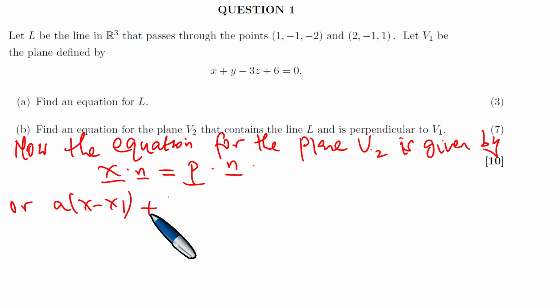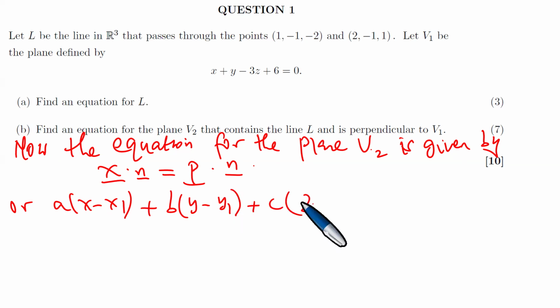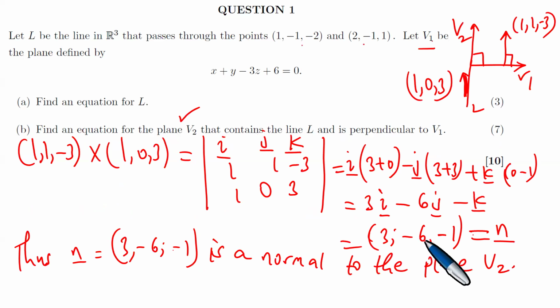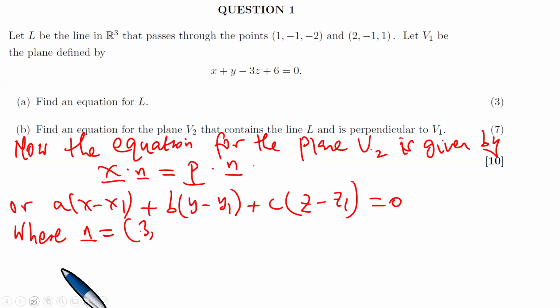Or we can use this one: a(x minus x1), b(y minus y1), c(z minus z1) equals zero. So to find the equation of a plane, we can use the top one or the bottom one; we are spoiled for choice. And we make mention of the fact that this is the case where the normal we got here is 3, minus 6, minus 1, and choosing.